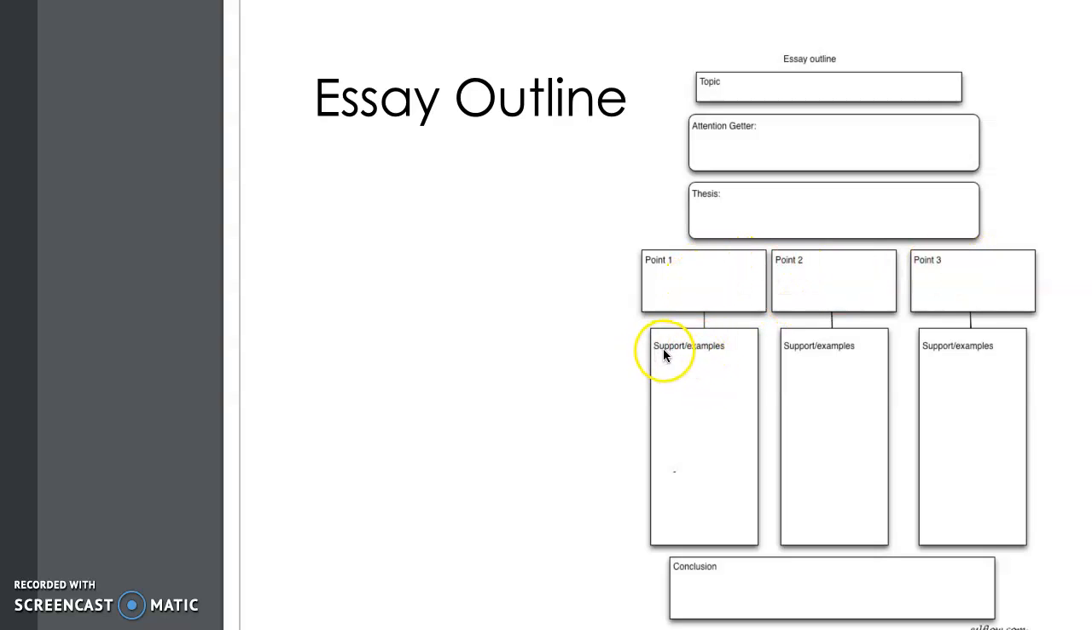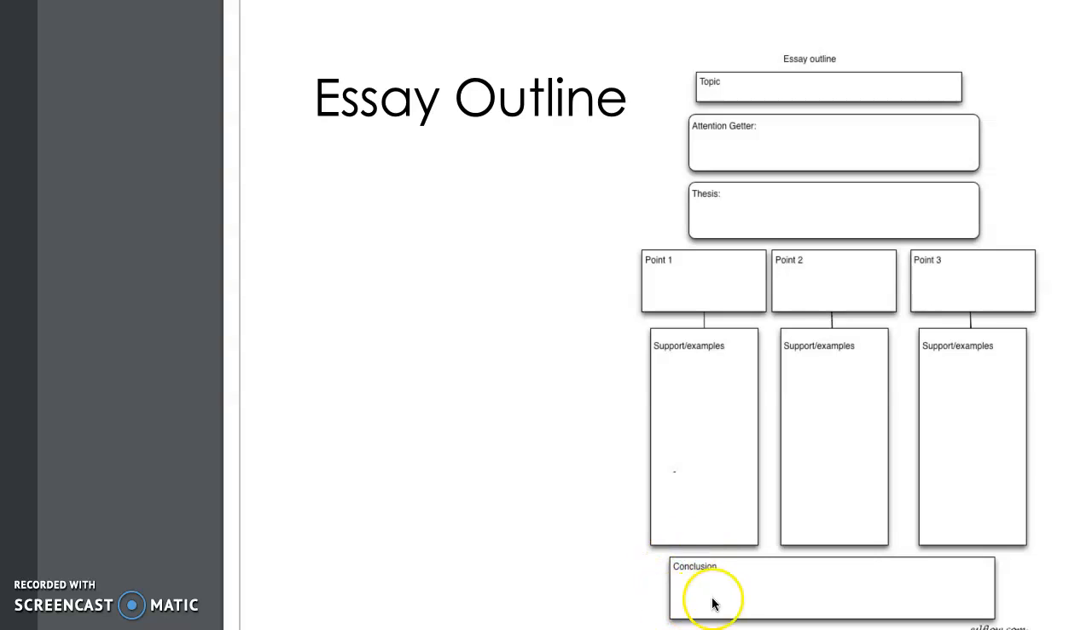Because right here under support and examples is where you elaborate. It's where you go more in depth about your main points and you can give explanation. And usually you want to have 2 to 3 supporting details, as well as examples, things that you just want to further discuss about your point, and things that you want the reader to know. So you do this for point 1, point 2, and point 3, and it's usually your body paragraph 1, 2, and 3. So they're 3 different paragraphs.